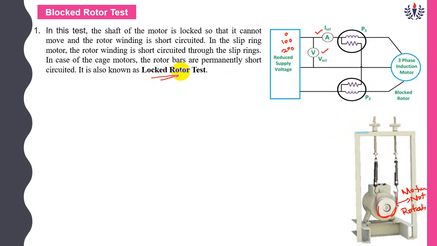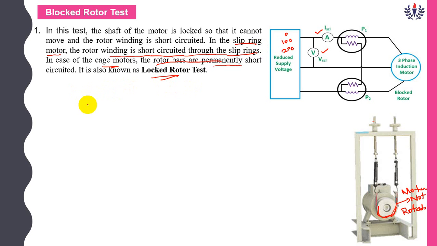When you take a squirrel cage motor, the rotor bars are permanently short circuited. When you take a slip ring induction motor, the rotor winding is short circuited through the slip rings. That is the basic difference. In a squirrel cage motor the rotor bars are short circuited; in a slip ring rotor, the slip rings are short circuited with the brushes.